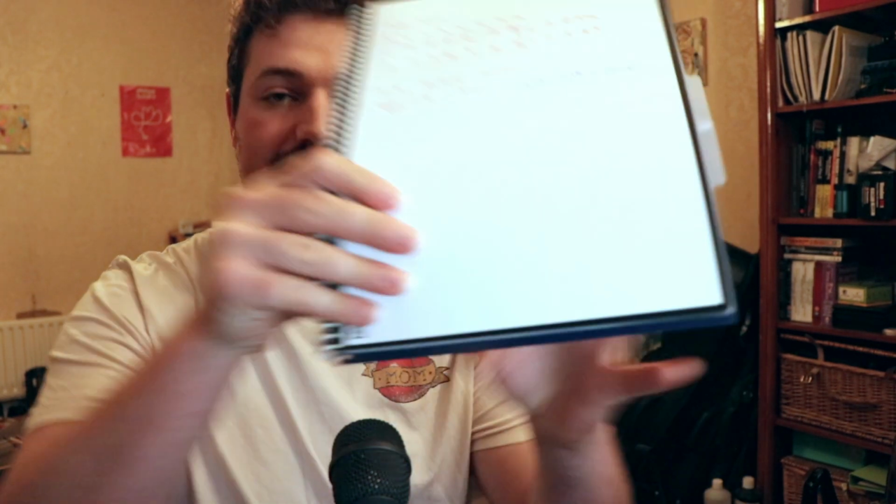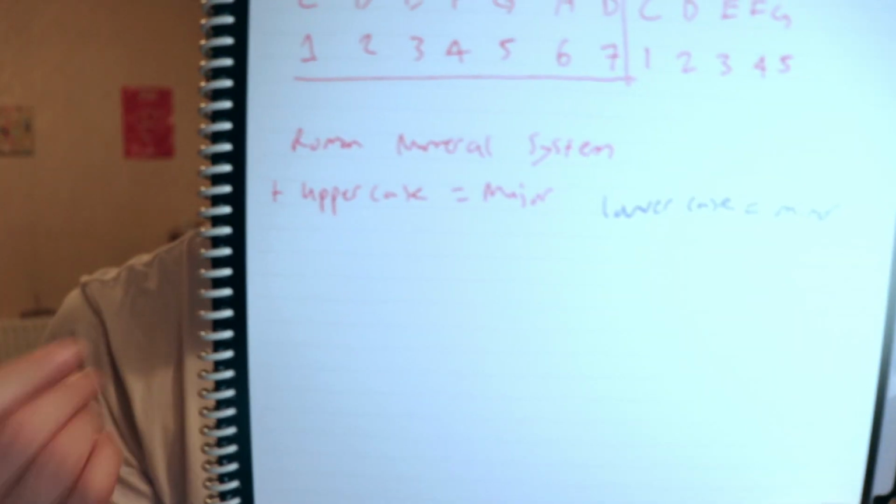The first thing is we have ways to convey major and minor through uppercase and lowercase. Uppercase, in this case, uppercase means major. And I'm going to use blue to represent minor. So lowercase equals minor. So this is the first thing we can take note of about the Roman numeral system. This is why we use it at all.